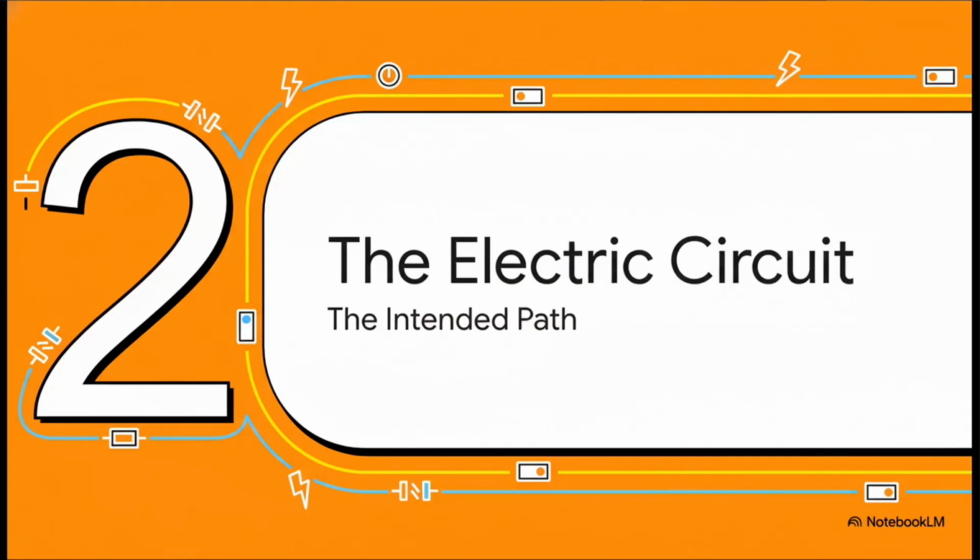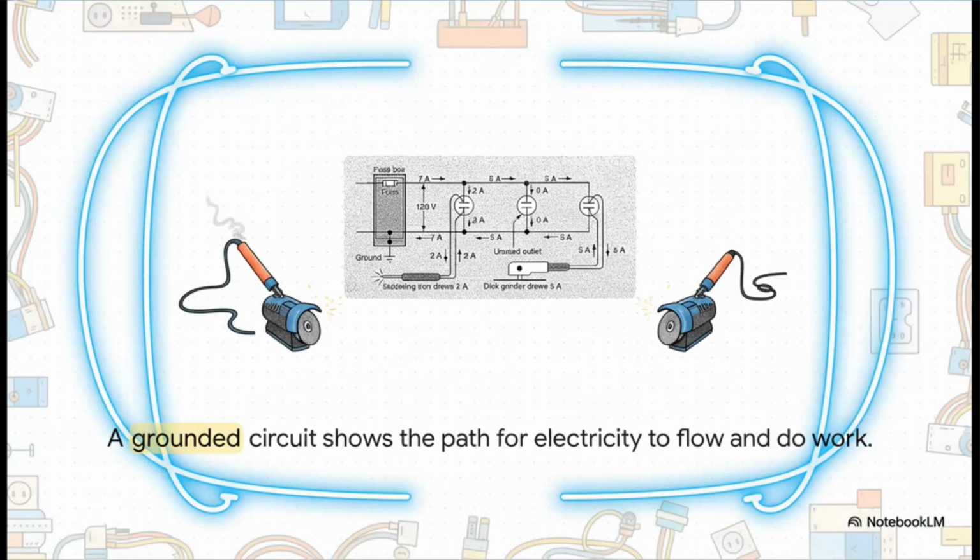All right, so we've got our key players: voltage, current, and resistance. But on their own, they don't do much. To make them useful, we have to give them a path to follow. And that path is called a circuit. See, for electricity to actually do something, like light up a bulb or power a tool, it needs to make a complete round trip. It has to flow from the power source through the device and then all the way back to where it started. It needs a closed loop. If you create a gap anywhere in that path, everything just stops.